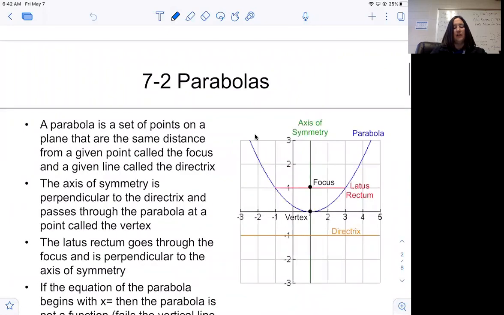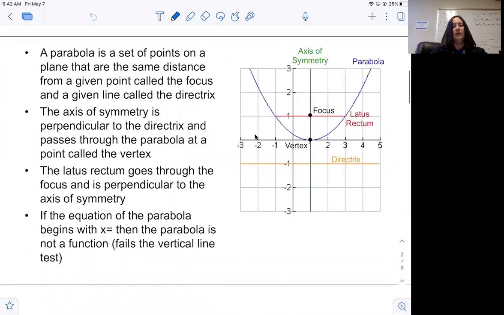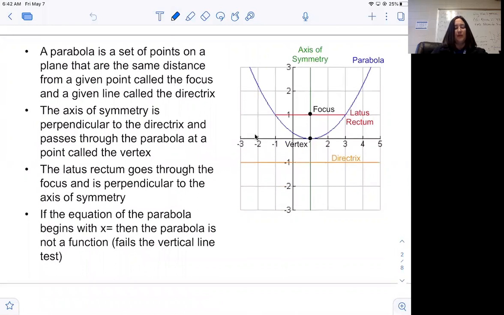So the first conic section that we're going to talk about is a parabola. When you're looking at a parabola, it's really a set of points in a plane that are the same distance from a given point called a focus, and a line called a directrix. If you look here, this orange line is our directrix, and this point here is our focus.